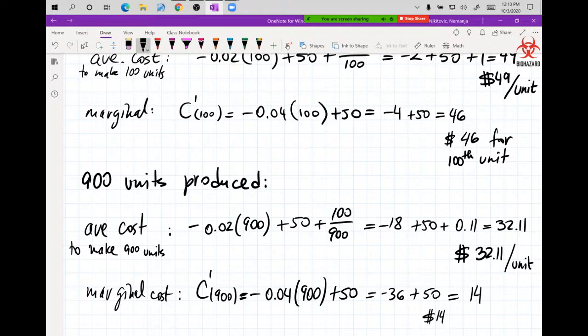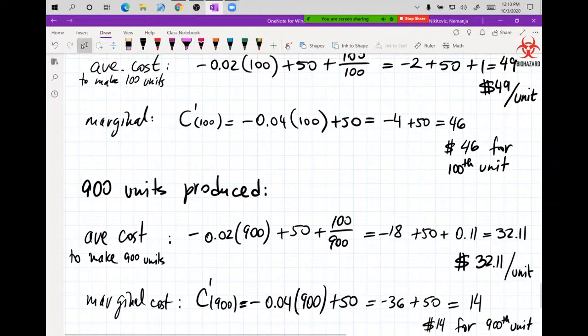So $14 for the 900th unit produced. If I am to sit there by the machine and grab the 900th marker coming out of that machine, that marker cost me 14 bucks to make, while the 100th one cost me 46.